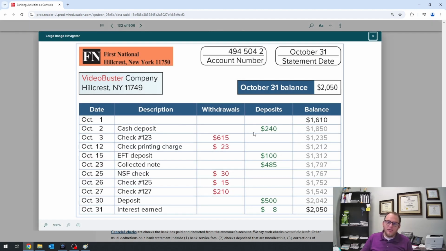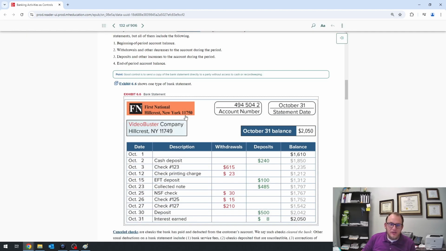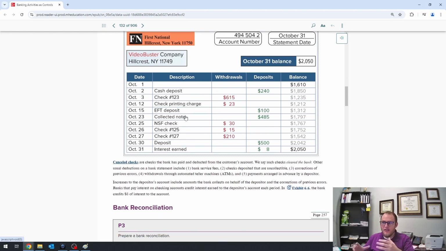And so the bank statement will list all of the deposits made throughout the month. It'll list all of the checks throughout the month. Here's a printing charge. So it's not necessarily a check, but it's still money that came out of the account. It was a charge on the account. So a bank statement will list all of the withdrawals and other decreases, as well as the deposits and other increases.